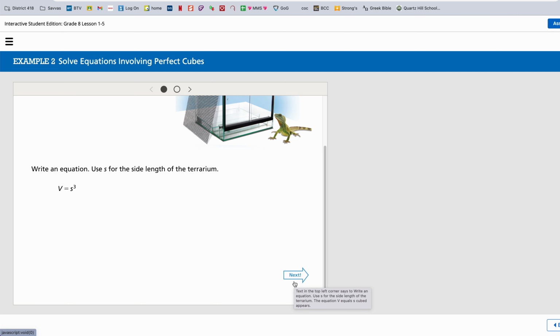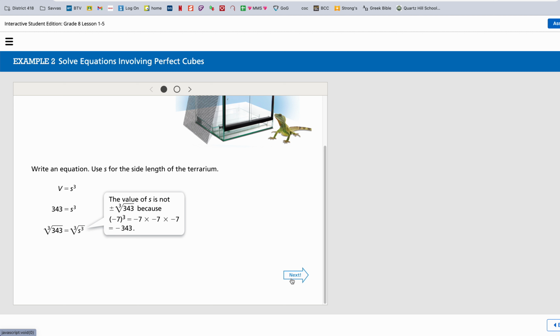Write the equation, use S for the side length of the terrarium. That's the formula: volume equals S cubed. Then we can plug in 343 for the volume, because they tell us that up above. Now we take the cube root of 343.